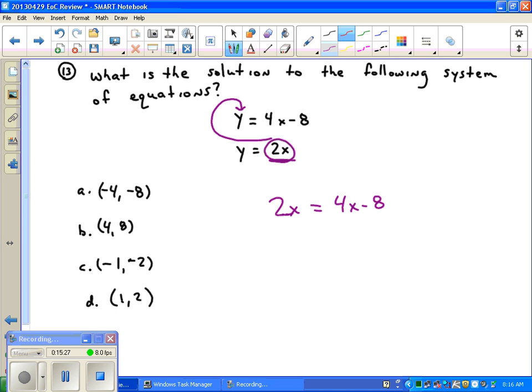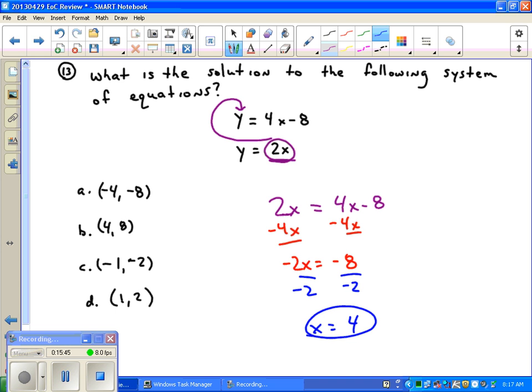Get your x's by themselves, so subtract 4x on the right, do the same on the left. Negative 2x equals negative 8, and get rid of negative 2 times something by dividing by negative 2. Do the same on the right. Negative divided by negative is a positive 4. So x's value is 4.